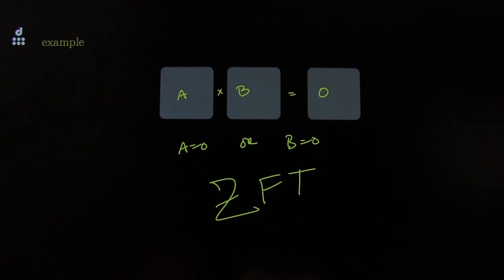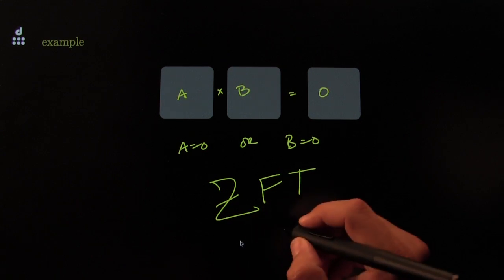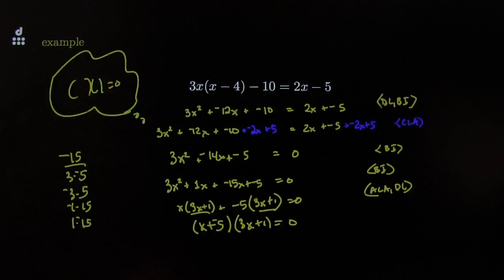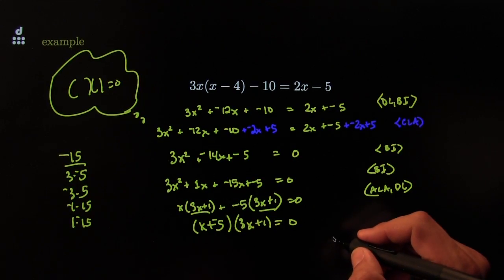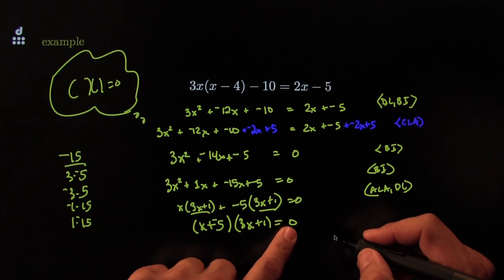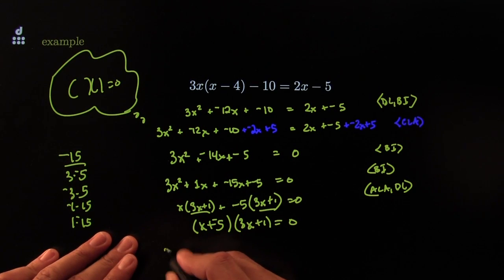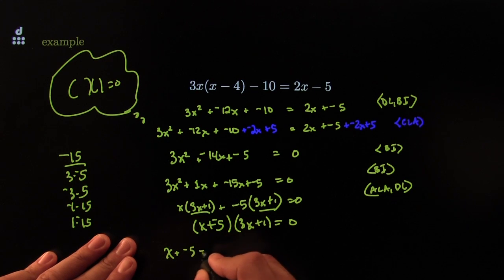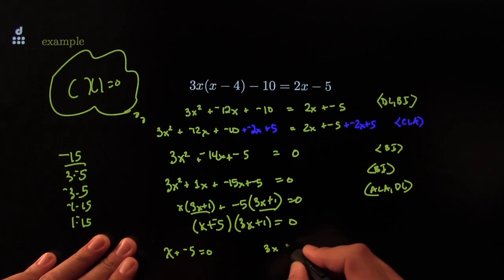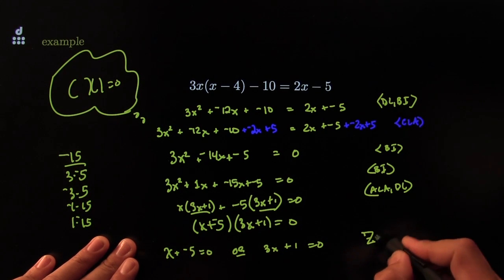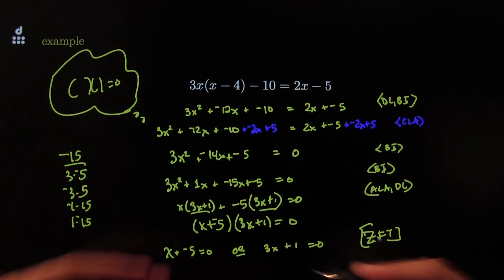So that's what we're going to use here. So we go back to our page where we were. This is where we are solving it. There it is. Something times something is equal to 0. That right there tells us that either x plus negative 5 is equal to 0, or 3x plus 1 is equal to 0. And that's the zero factor theorem. That right there is super, super powerful.